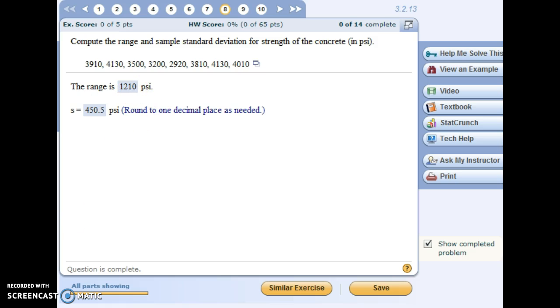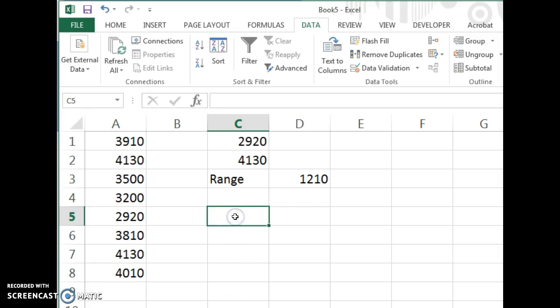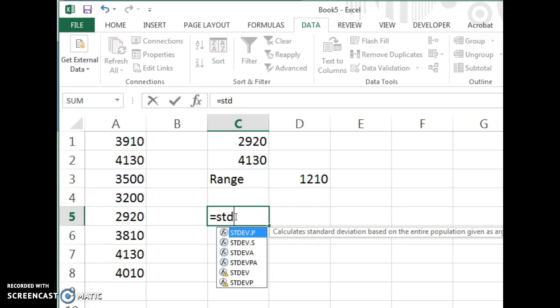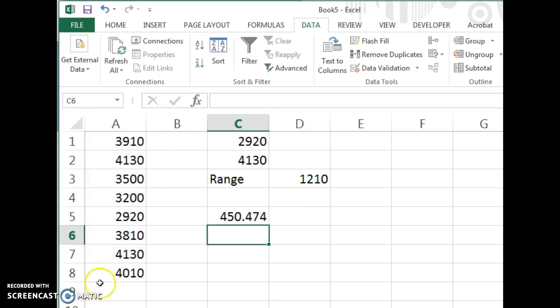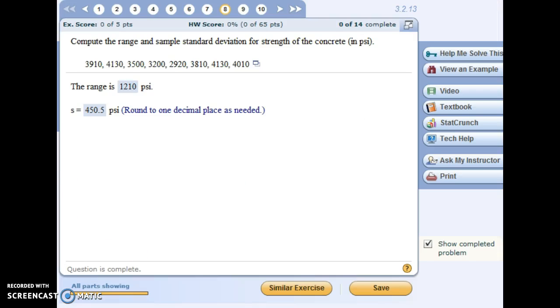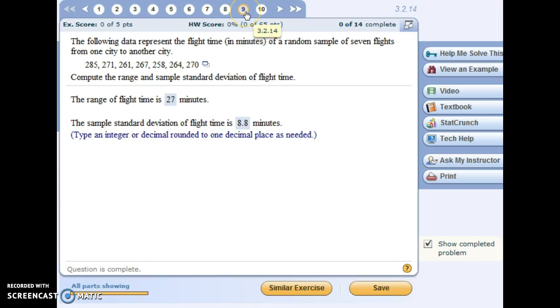And then for our standard deviation, STDEV.S for our sample, and then just select your data, and Excel will calculate the standard deviation of that data. And so remember, standard deviation, like range, is a measure of how spread out the data is. Number 9, you would do just like number 8 and figure out the range and the standard deviation.